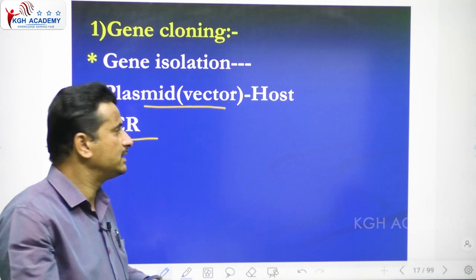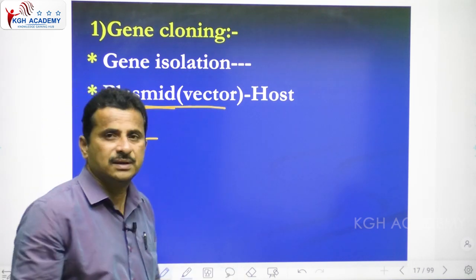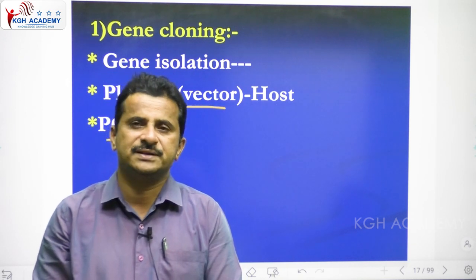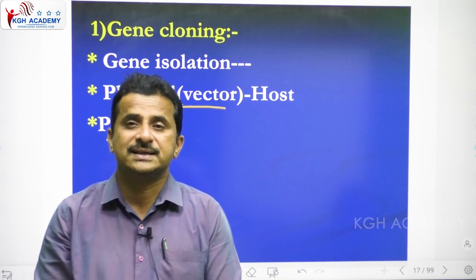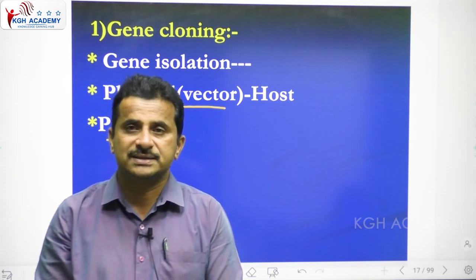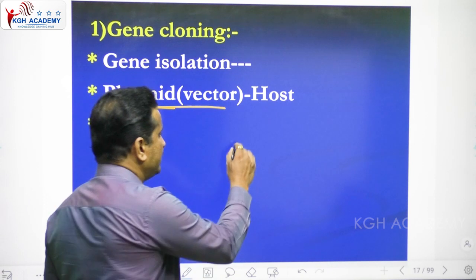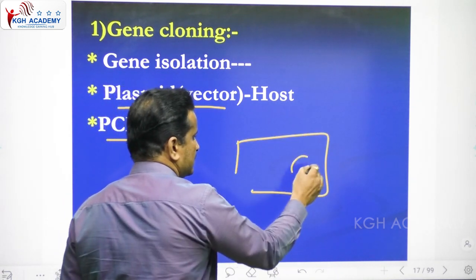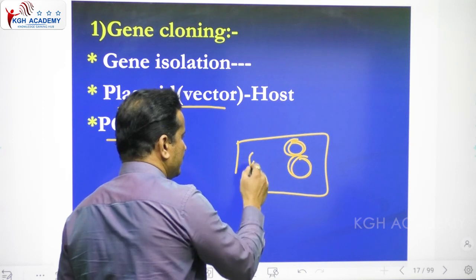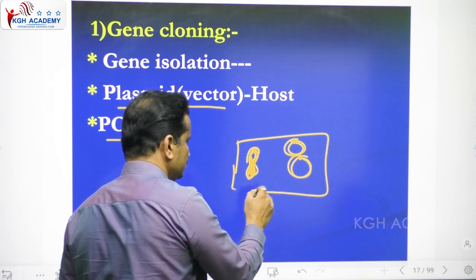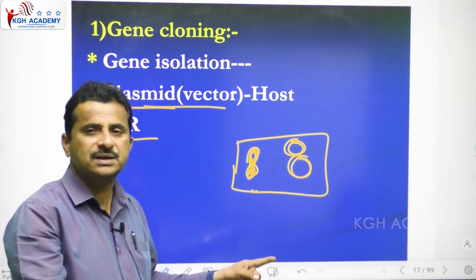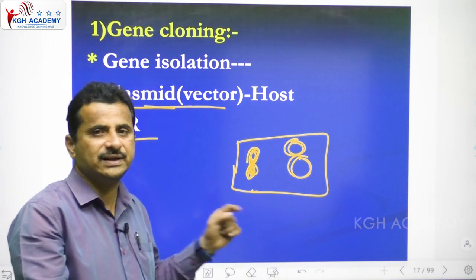Here vectors are nothing but plasmids. Plasmids we are using as a vector. What are plasmids? Plasmids are extra circular DNA copies present in bacteria. So a bacterial cell contains round or circular DNA pieces apart from the chromosome, extra circular pieces called plasmids. So plasmids we are using as vectors.